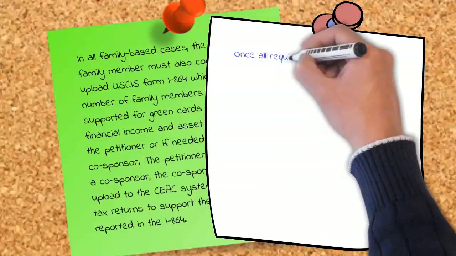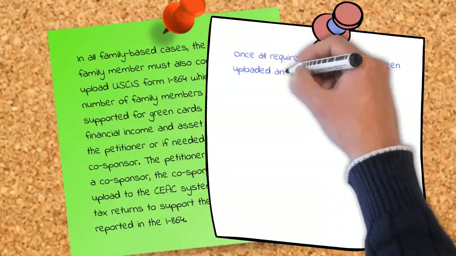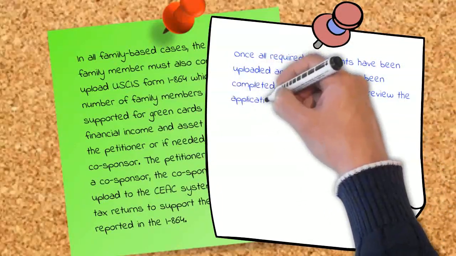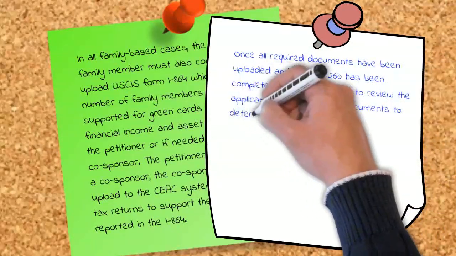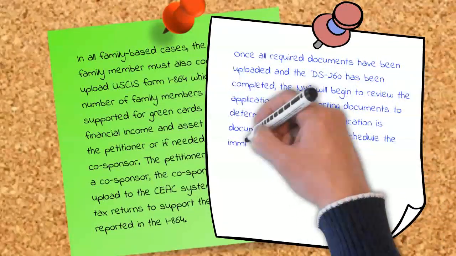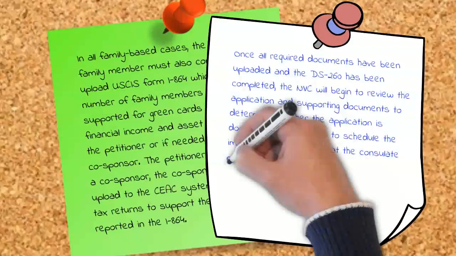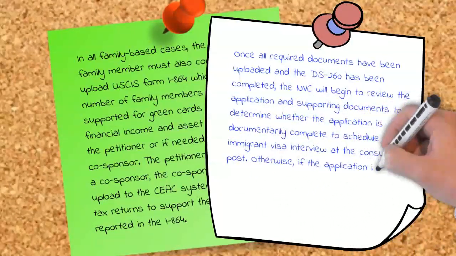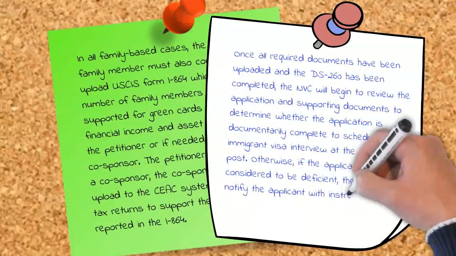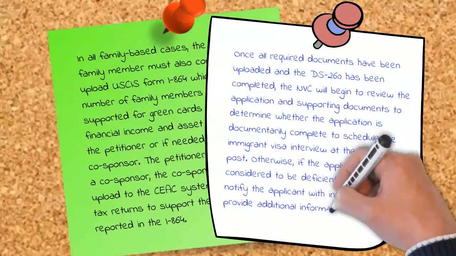Once all required documents have been uploaded and the DS-260 has been completed, the NVC will begin to review the application and supporting documents, to determine whether the application is documentarily complete, to schedule the immigrant visa interview at the consulate post. Otherwise, if the application is considered to be deficient, the NVC will notify the applicant with instructions to provide additional information or provide additional documents.